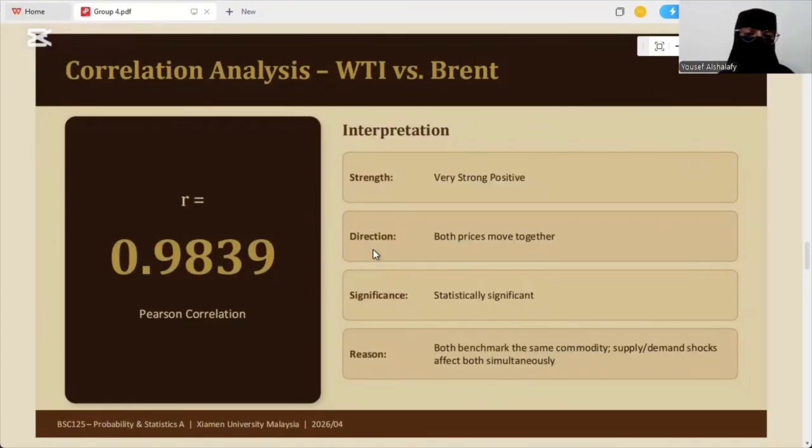Now, the most important part, correlation. WTI and Brent have R equal to 0.9839. This is very strong and positive. When WTI goes up, Brent almost always goes up too. Why? They are the same product, crude oil. Global trading keeps their prices close. Both react at the same time to world events and OPEC decisions.